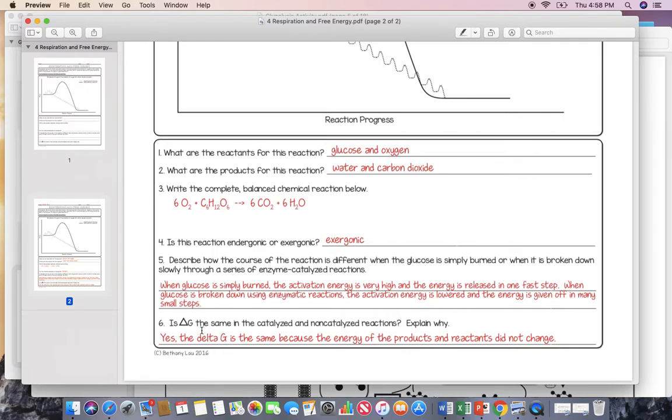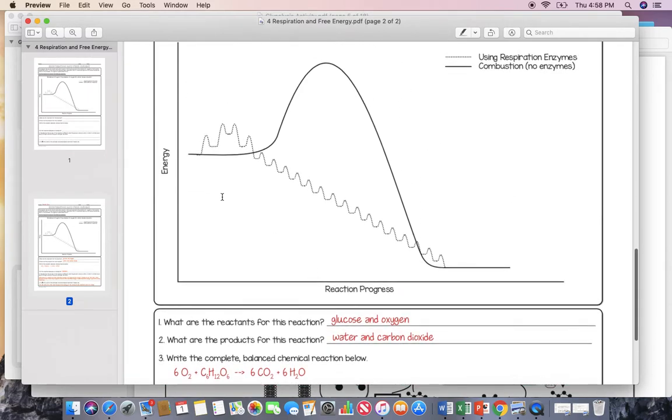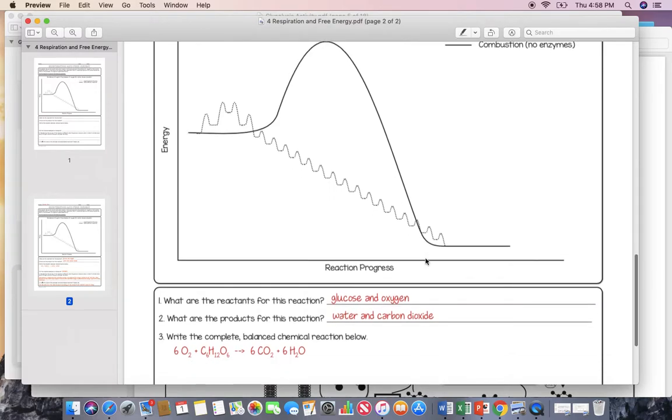Okay? Delta G is the energy of the reaction. Is it the same in the catalyzed and the non-catalyzed reaction? Explain why. So delta G is where we start and where we finish. The difference, remember, delta typically means change, especially in science, it means change in.